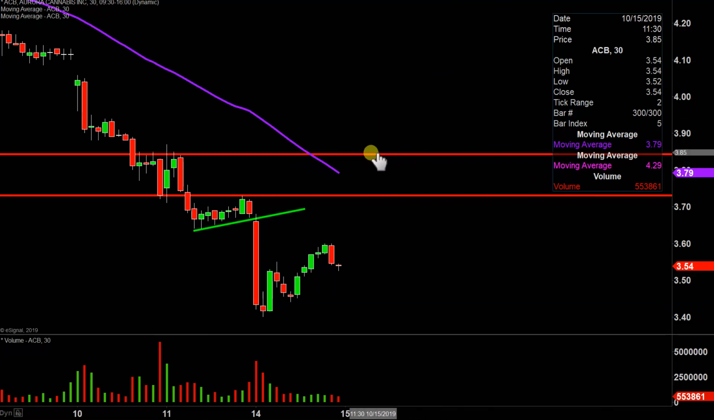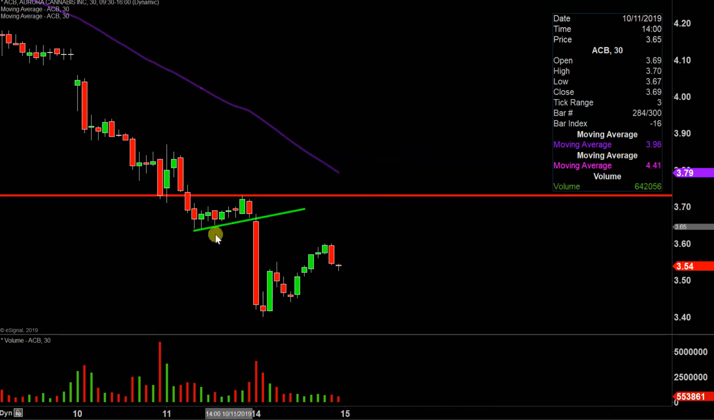First, I'm going to do a little housekeeping and get rid of these lines. And I'm also going to get rid of that trend line right there. It's played its role. The price violated it during the first 30 minutes, and upon that violation, things just got quite nasty to the downside.